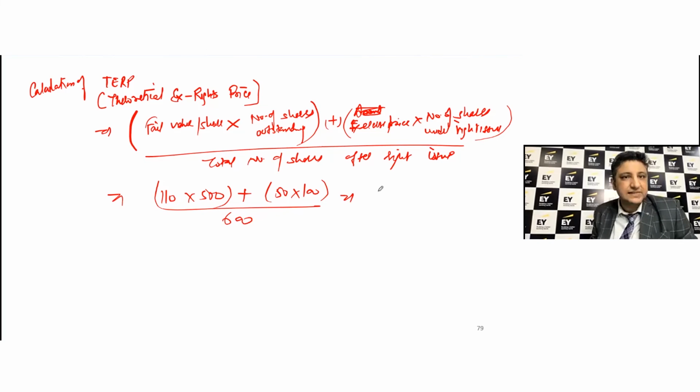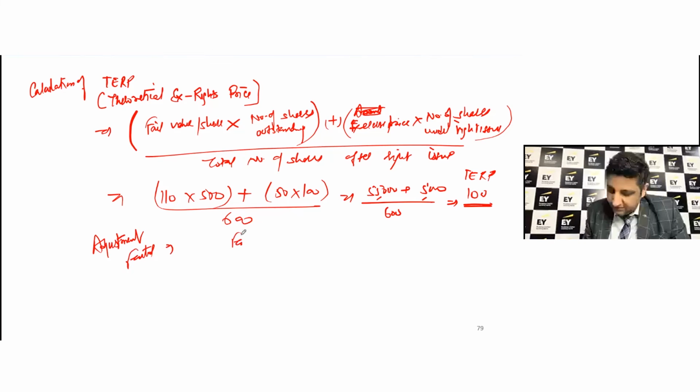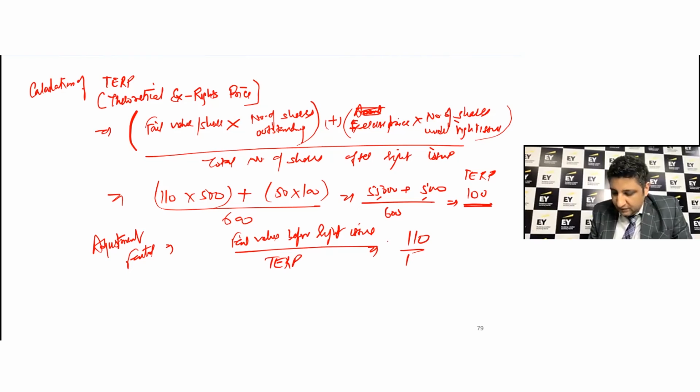Now this would be, of course, 55,000 plus 5,000 divided by 600. That makes it 100. Now this is the theoretical X rights price. Okay. So we say that the adjustment factor is calculated at the fair value before right issue divided by the theoretical X rights price, which is 110 divided by 100, which is 1.10.